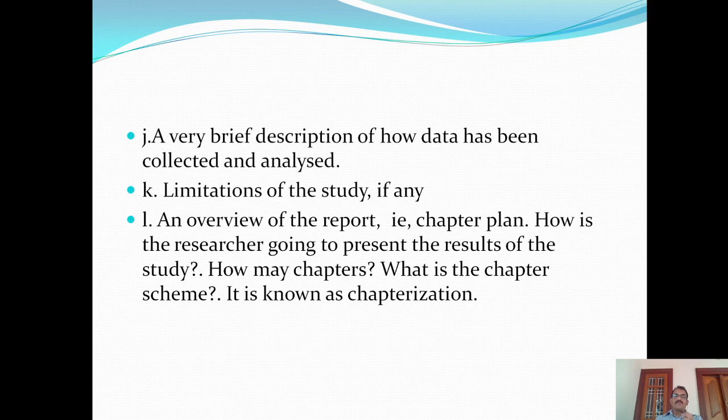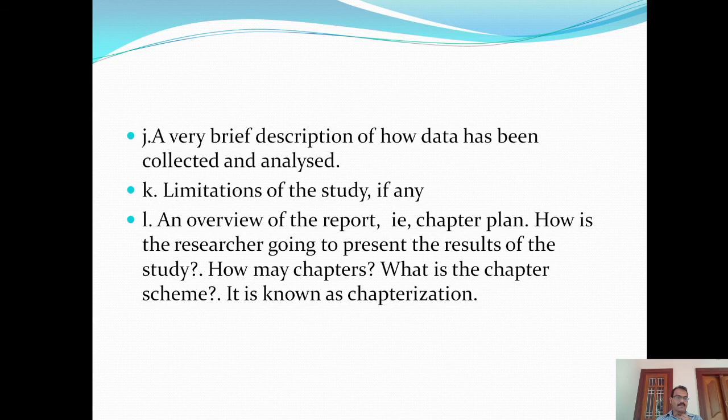Next one is a very brief description of how data has been collected and analyzed. A brief description of how data has been collected and how the data has been analyzed. Next one, limitations of the study. So sometimes some limitations may be there. So which are the limitations faced by the researcher at the time of conducting the research?